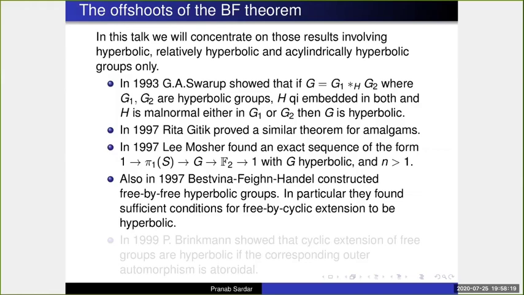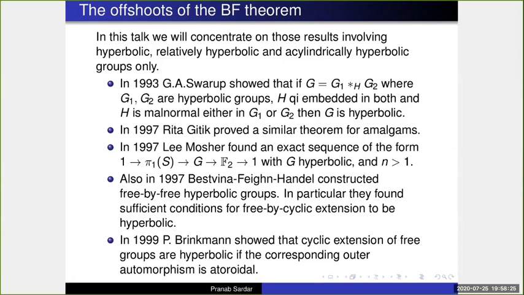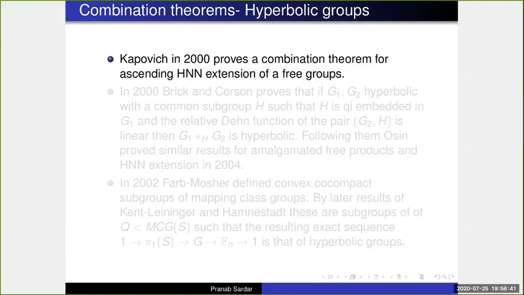And Brinkmann then completely characterized which free-by-cyclic groups are hyperbolic. He said that the automorphism should not fix any conjugacy class. If the automorphism doesn't fix any conjugacy class, then the group is hyperbolic. And Kapovich in 2000 proved a similar combination theorem. As I said, we have this free-by-cyclic group, which comes from the automorphism, and Kapovich generalized that. Ilya Kapovich in 2000 proved a theorem for ascending HNN extensions. Some of these things are not important, but this one is very important.